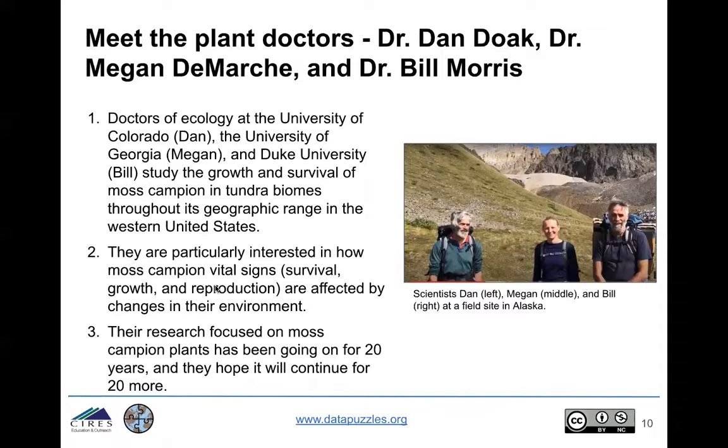For this particular data puzzle, we're going to focus on the reproduction rate and how it has changed with changes in environment. These three have been going up to these different field sites across a broad geographic range in the United States for more than 20 years, and in meeting with them, they hope to continue this research for 20 more. Again, they're establishing baseline conditions and figuring out how these moss campion plants' vital signs are changing in a warmer climate and in these changing conditions.